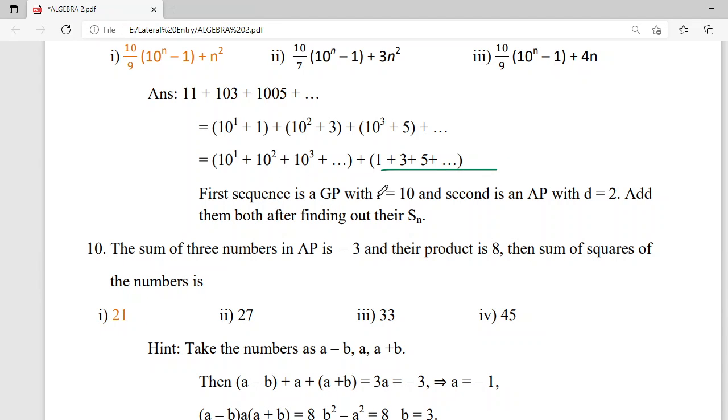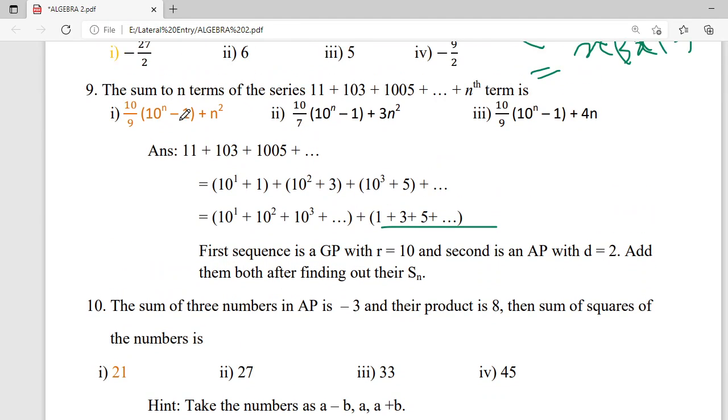So first GP, here common ratio is 10, first term is also 10. So you find this formula. So it is 10 to the power n minus 1 divided by 10 minus 1. So this is the sum, and this sum is n square. 1 plus 3 plus, this is n square. So our option is this one.